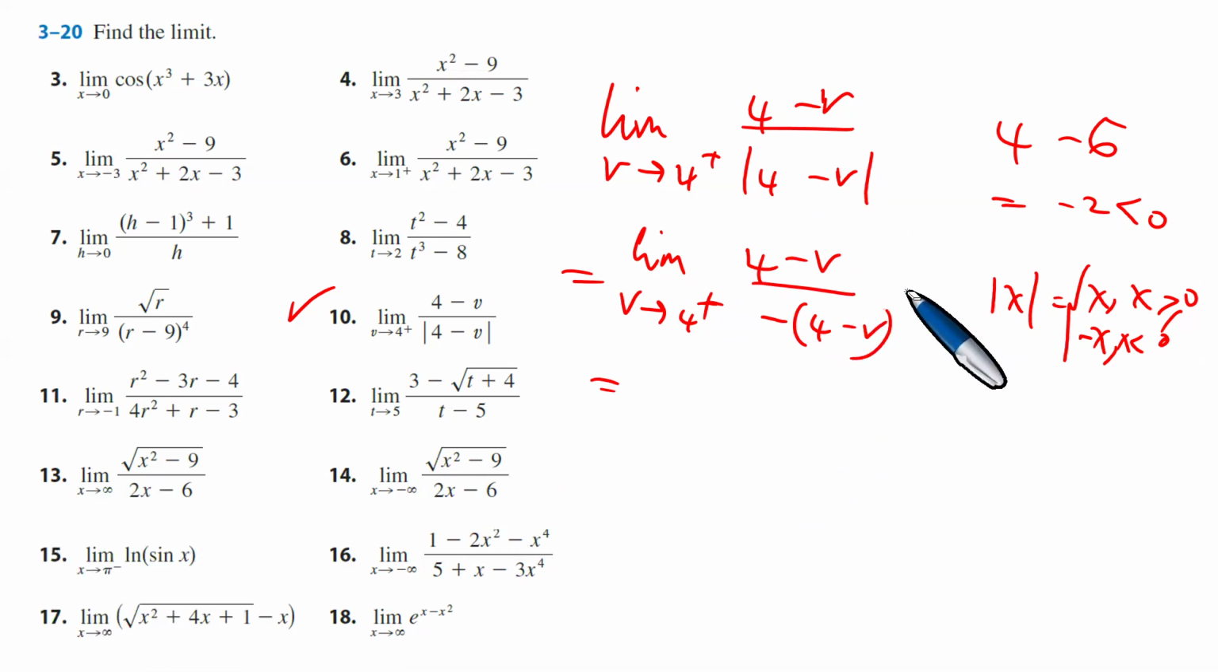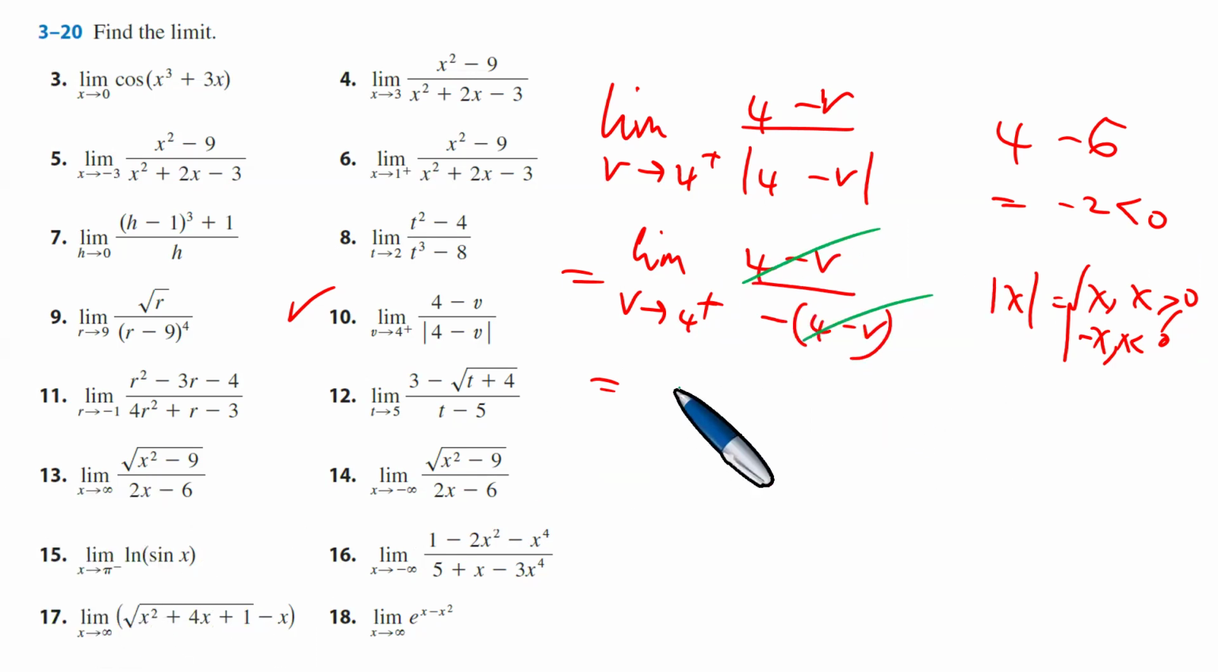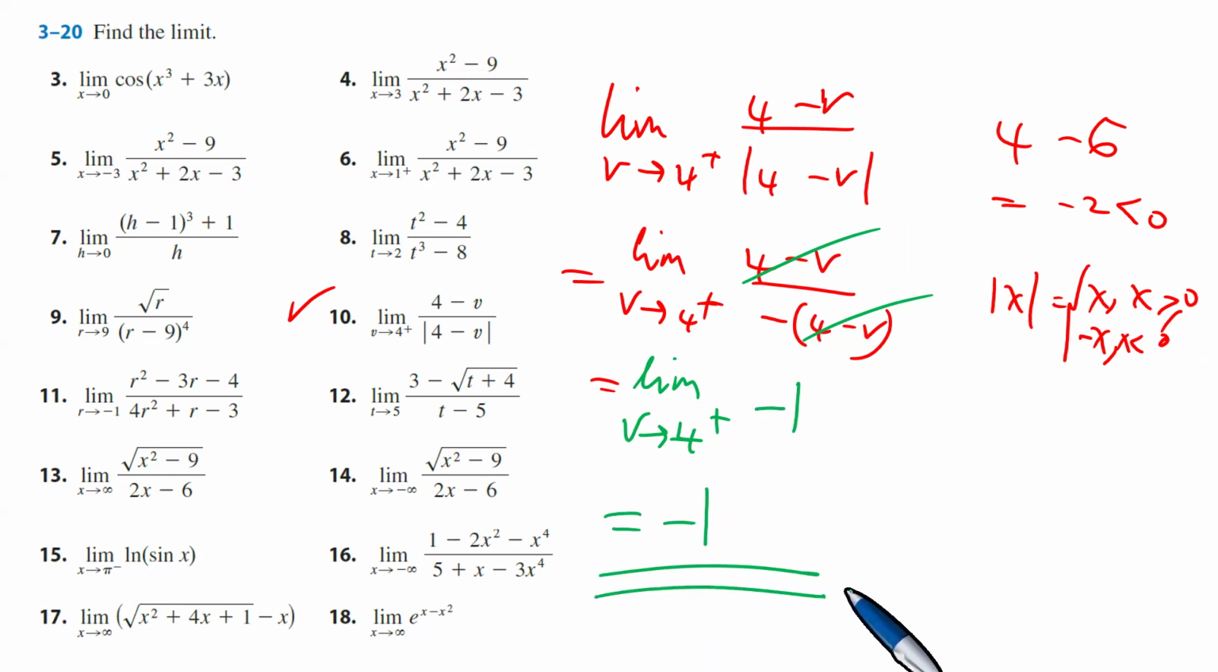So with this cancellation, you have the limit as v approaches 4 from the right. So the answer is minus 1. The answer is exactly minus 1.